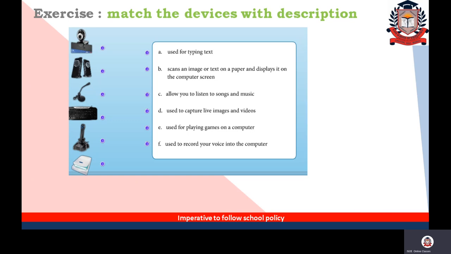A, used for typing a text. B, scans an image or text on paper and displays it on the computer screen. C, allows you to listen to songs and music. D, used to capture live images and videos. E, used for playing games on a computer. F, last one, used to record your voice into the computer. Okay, let's do the session.